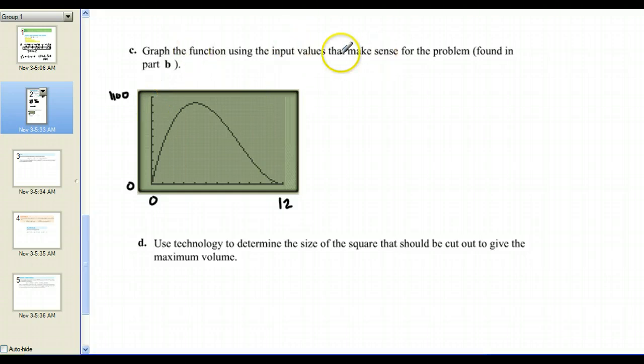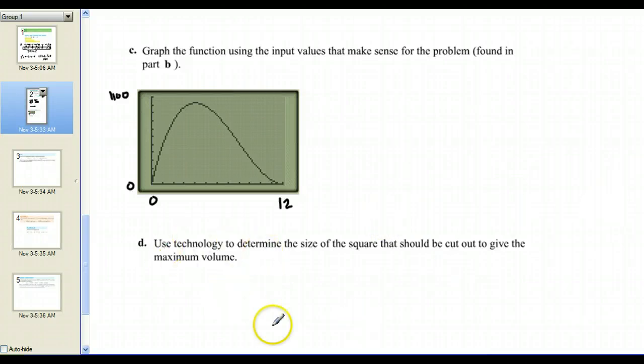Alright, so we graphed the ones that made sense for the problem. Now, did it go beyond that? Yeah, it went beyond that. It came back up and did all that. It went back up after that, but we're not concerned with what happens after that because it doesn't make sense to go beyond 12. You can't go beyond 12 in this problem.